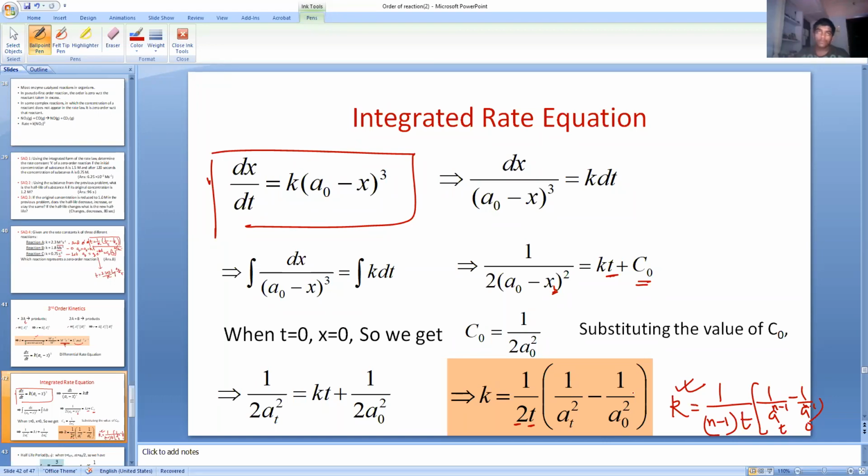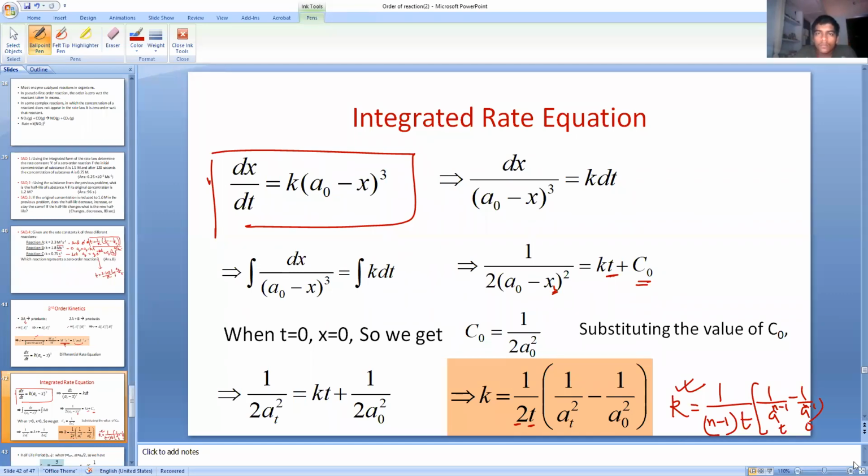This expression is very similar to second order. The only difference is, there it was 1 by t, here it is 1 by 2t. There it was 1 by at, here it is 1 by at square. There it was 1 by a0, here it is 1 by a0 square. And in general, you can get a general expression for the integrated rate law. K is equal to 1 by (n minus 1) t, where n is the order. If it is third, 3 minus 1 is 2. If it is 2, 2 minus 1 is 1. So only it is t.